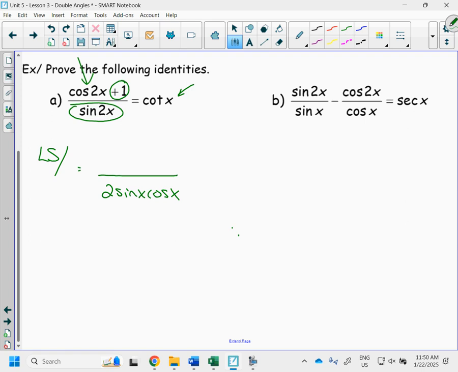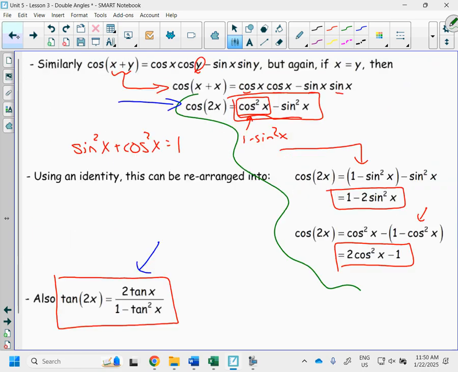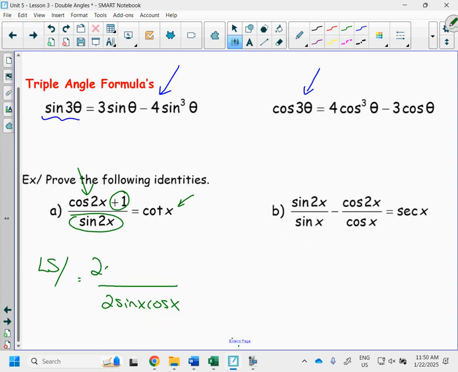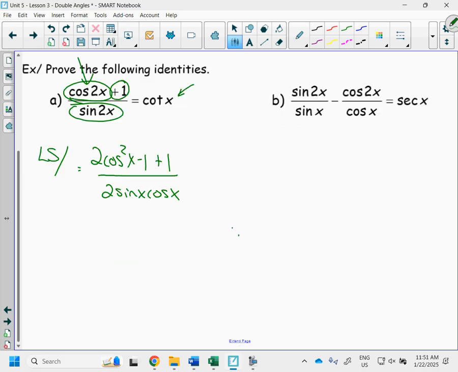Well, there is. One of our identities for cos double angle has a minus 1 in it. If I use that one, 2 cos squared x minus 1 to replace this part, I have the plus 1 still. What's going to now happen with those 2 1s? They'll cancel each other out. So we'll end up with just that over that.